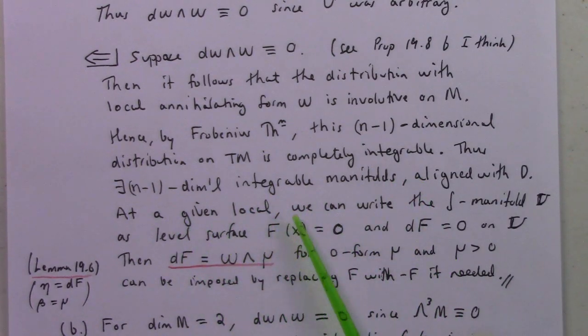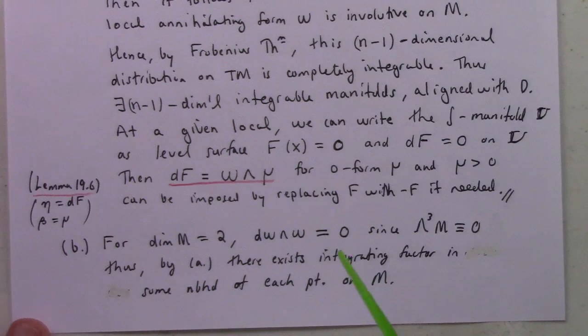Locally, we can write the integral manifold U as a level surface, something like f of x equal to 0, with df not equal to 0 on U. Then df is equal to minus omega wedge mu. By Lemma 19.6, mu has to be a 0-form, because df is a 1-form and omega is a 1-form. It forces mu to be a function. And then we can change f to minus f if mu is not positive already. Mu can't be 0, because if it was, it would make df equal to 0, and then it's no longer the case that you're looking at an n-1 dimensional function. So that's how that goes.